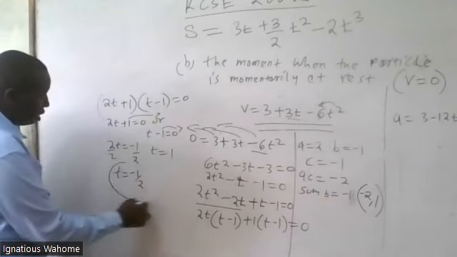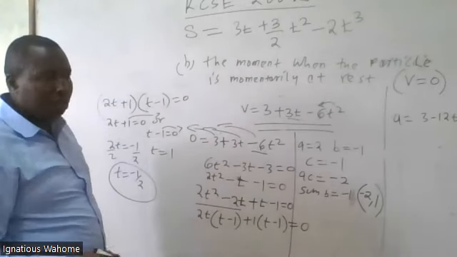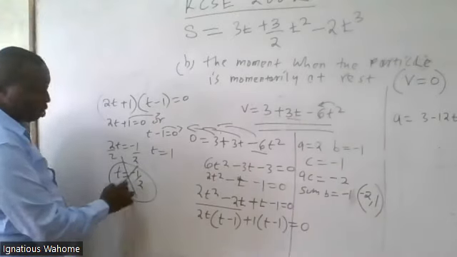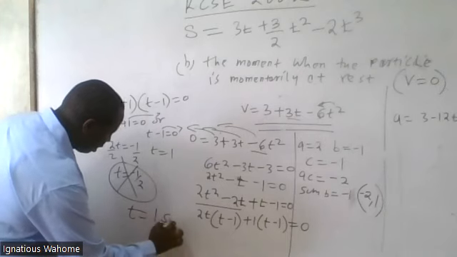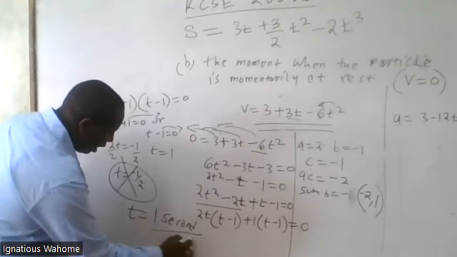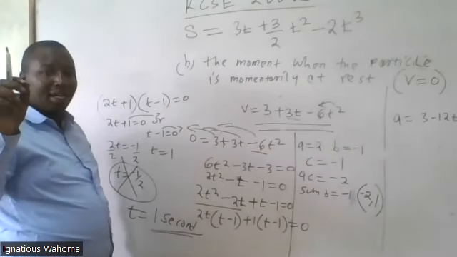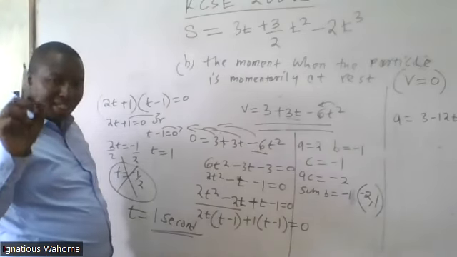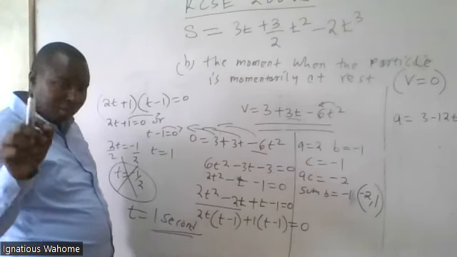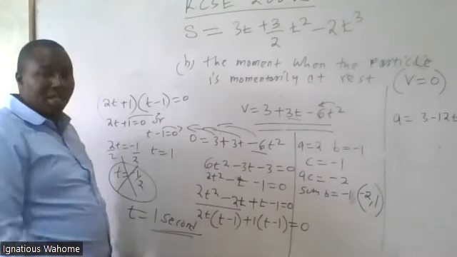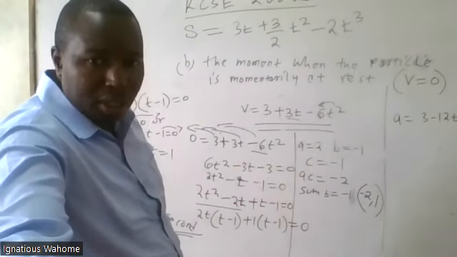So in this case, we are looking for time. Time cannot be negative, so you ignore this one. You say t is equal to 1 second. That is the time when this particle is momentarily at rest. The velocity is 0. This body is not moving. The time is 1 second.